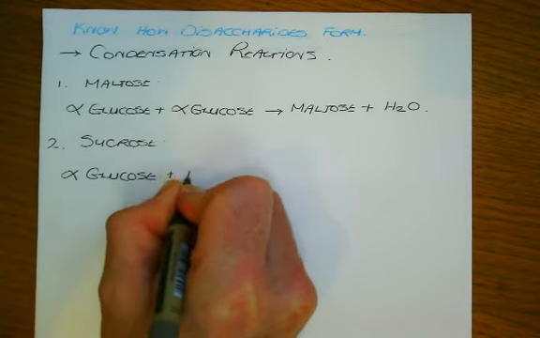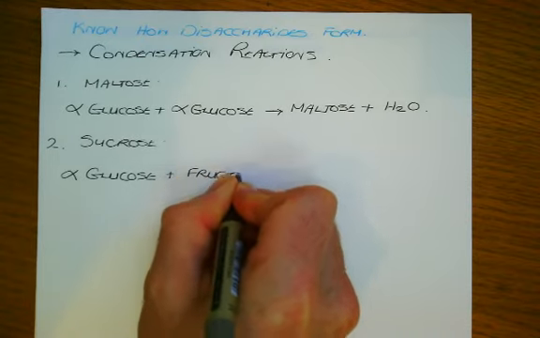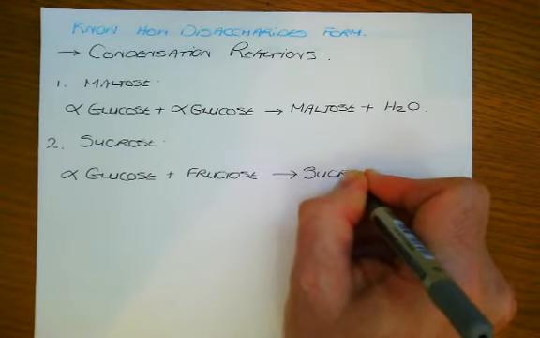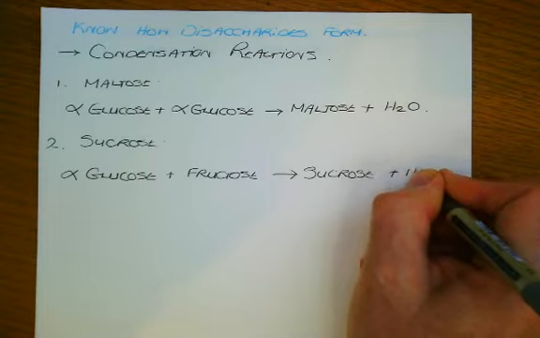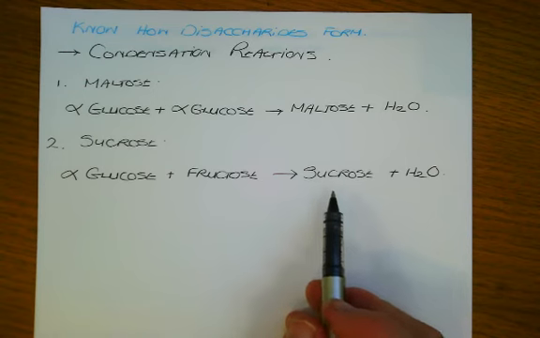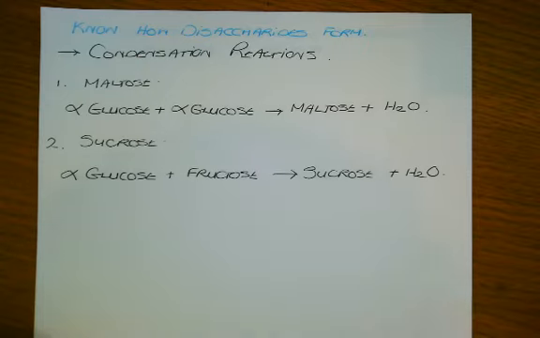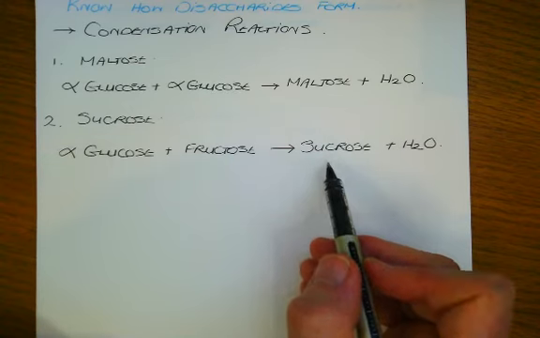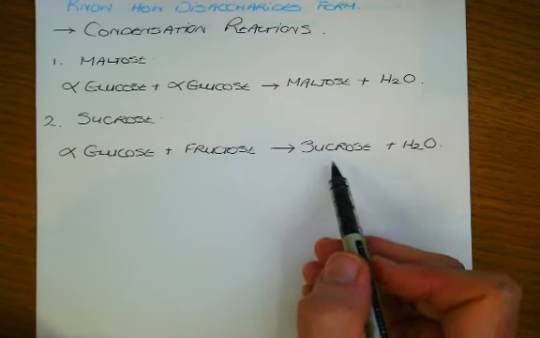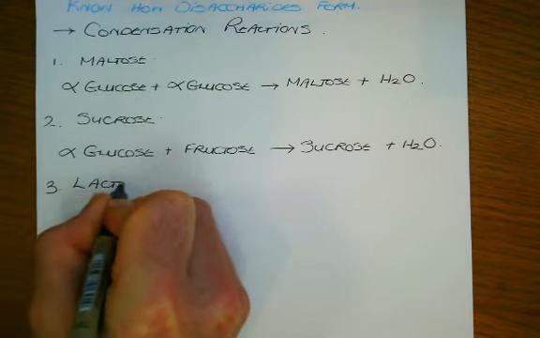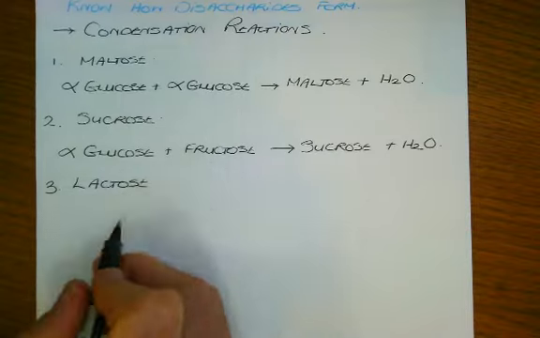The second is sucrose. It's formed from an alpha glucose plus a fructose to form sucrose plus water, because again it is a condensation reaction. Sucrose is a plant sugar. It's what's transported around in the phloem, so it's a really important biological molecule. We will be familiar with it because it's what we sprinkle on food, sometimes referred to as table sugar.